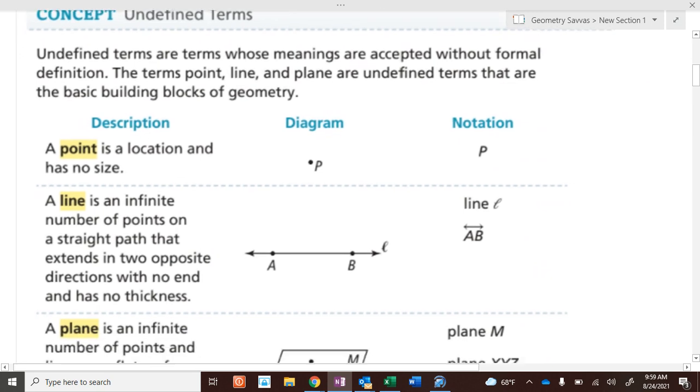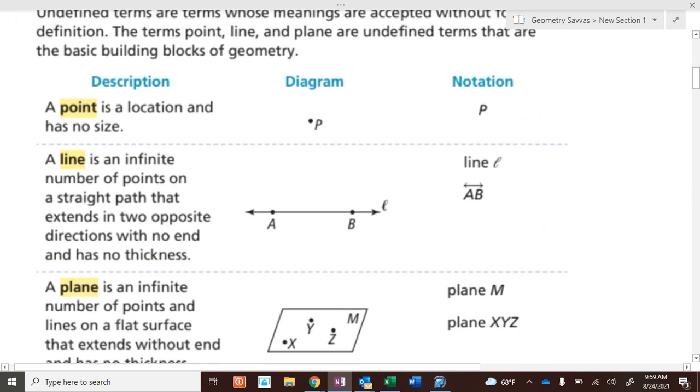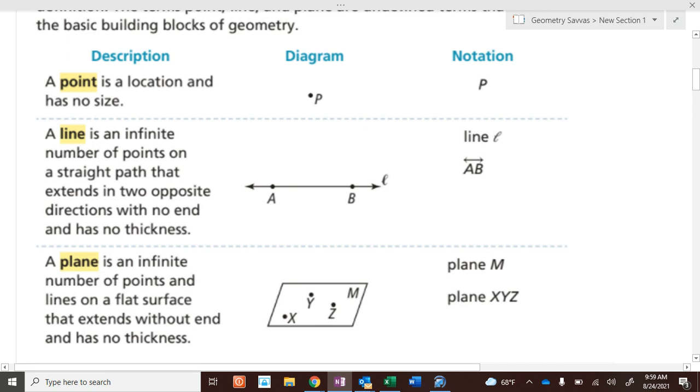So that gets your minds into thinking about number lines. And here we go with vocab. Okay? In geometry, we start out with undefined terms. Our 3 undefined terms in geometry are point, line, and plane. A point is a location and has no size. So a point is represented by a dot and a capital letter.